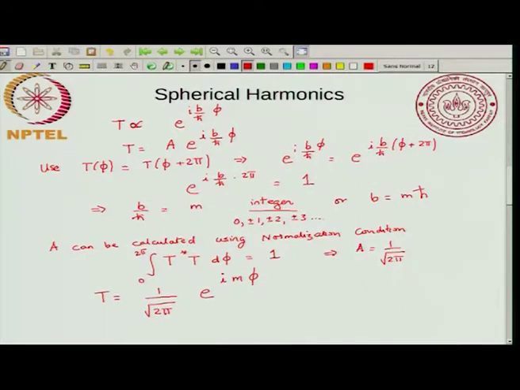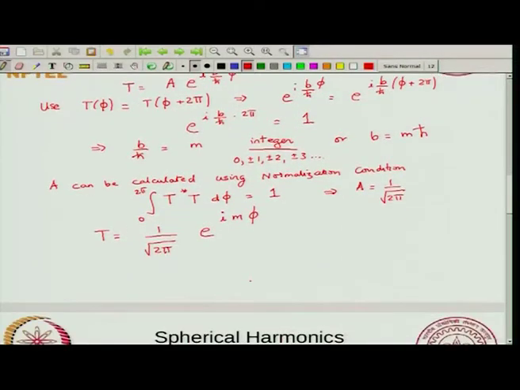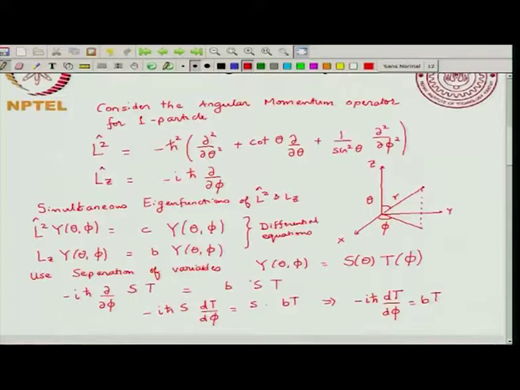So this is my expression for t, and now I can take this expression for t and substitute it in the equation for L square. So the equation for L square is this. L square has this long expression, and L square psi is equal to c psi.